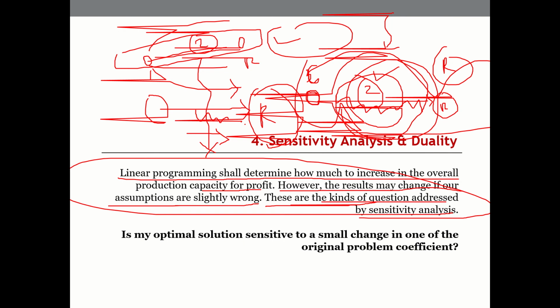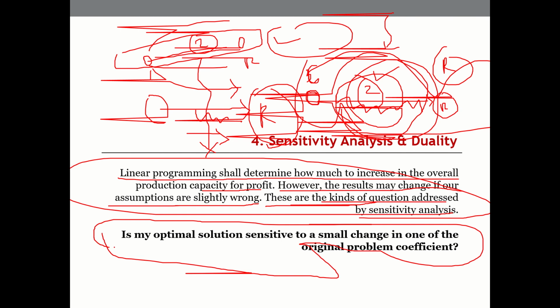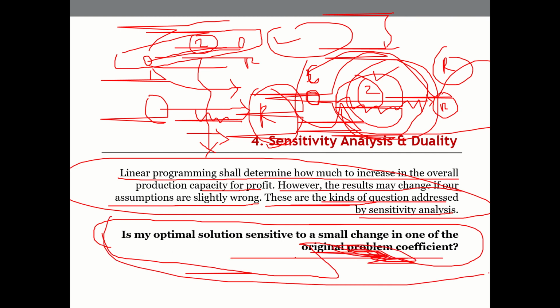So all other factors that will have implications on this decision making are discussed in the sensitivity analysis. For example, is my optimal solution sensitive to small changes in one of the original problem coefficients? I've taken this from the text and put it as it is.